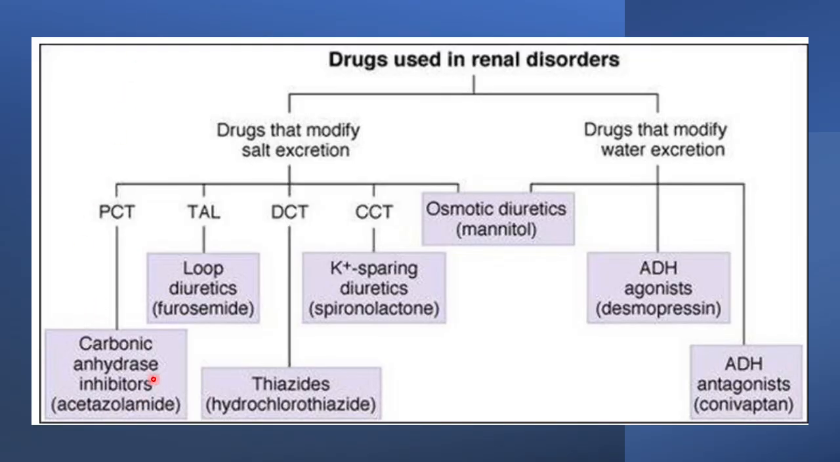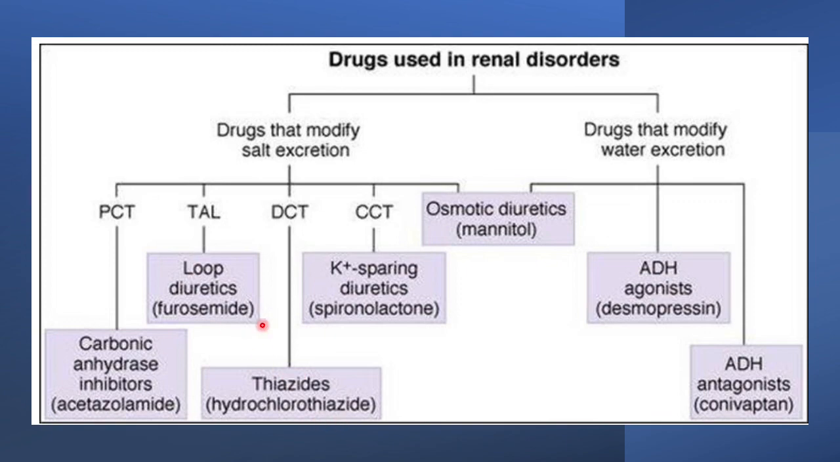Now for a better classification of where each is acting, you can check it here. In the PCT, as I said, the carbonic anhydrase inhibitor, which blocks the secretion of hydrogen ion in the PCT, is called acetazolamide. In the thick ascending loop of Henle, the loop diuretic is furosemide. And thiazide, this is hydrochlorothiazide.